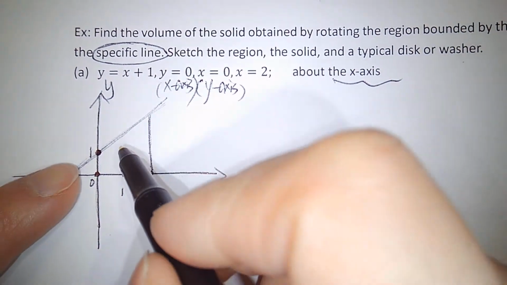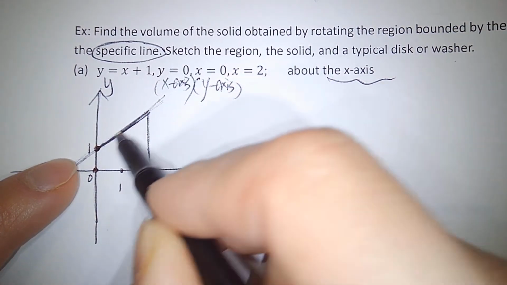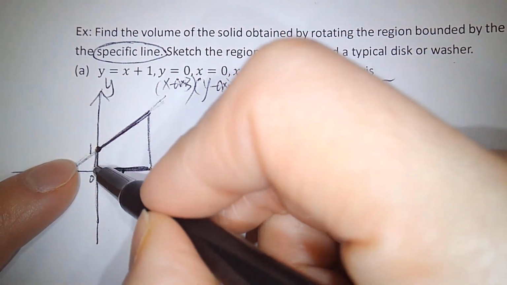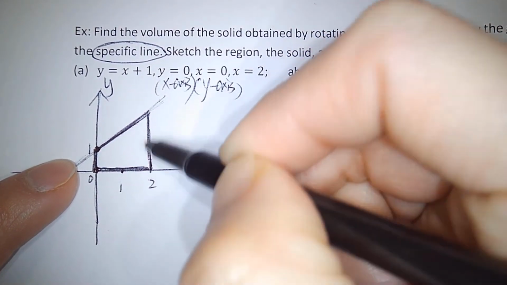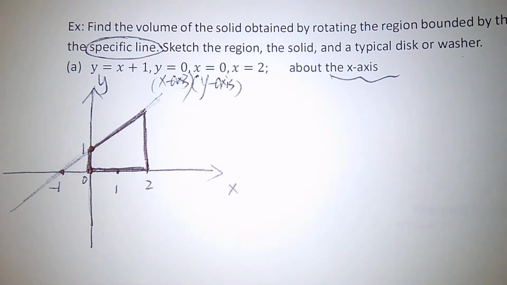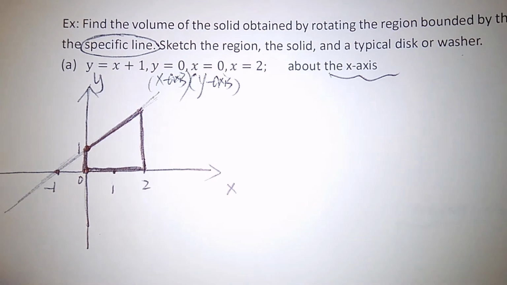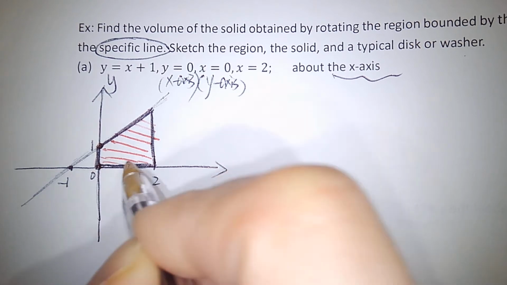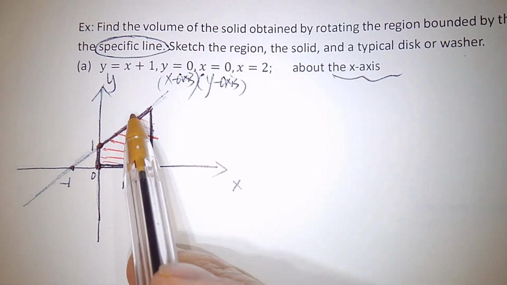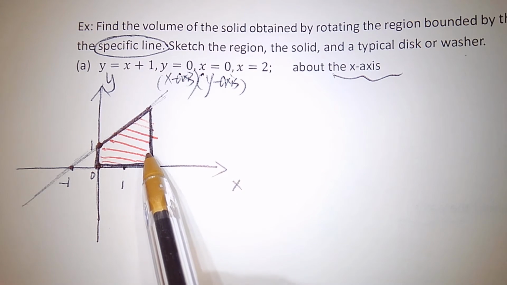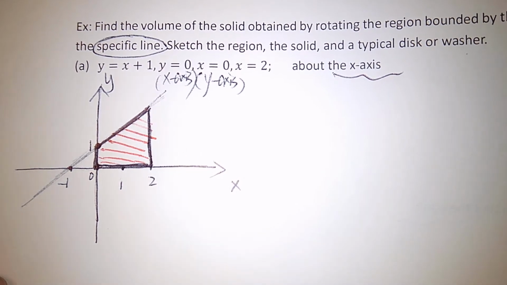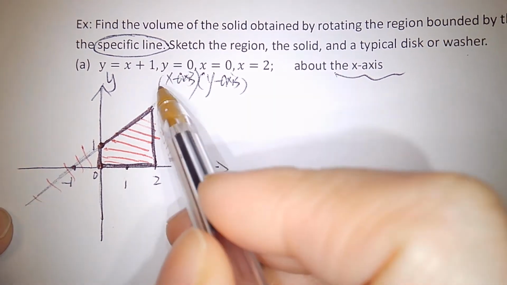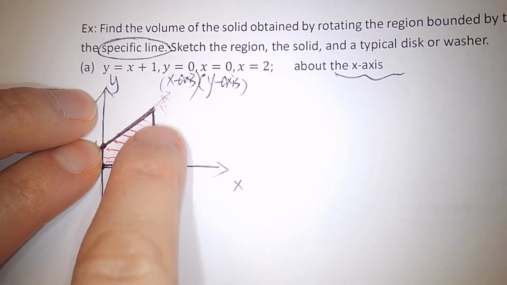Guys, do you see the 4 lines? This line, and then 2 vertical lines. So what is a bounded region? Can you tell? Let me use a red pen. The shaded area, this trapezoid, is our bounded region. Do you see this? So we cannot take the other parts, just this trapezoid.